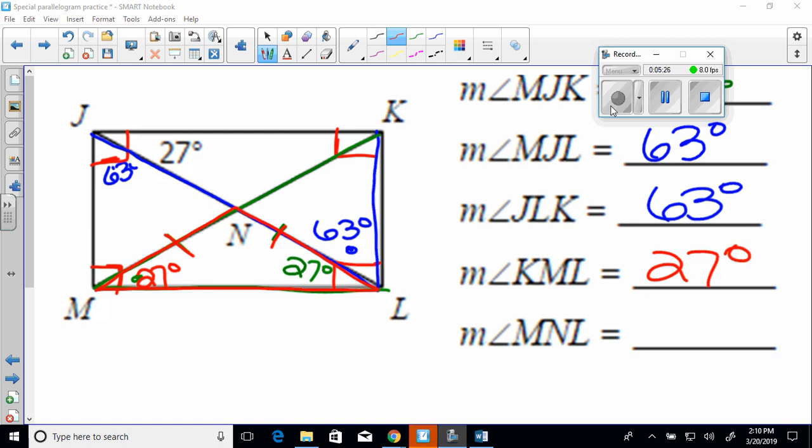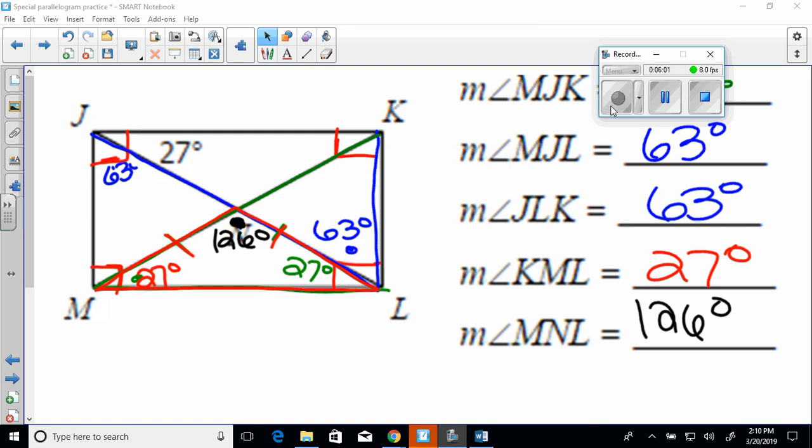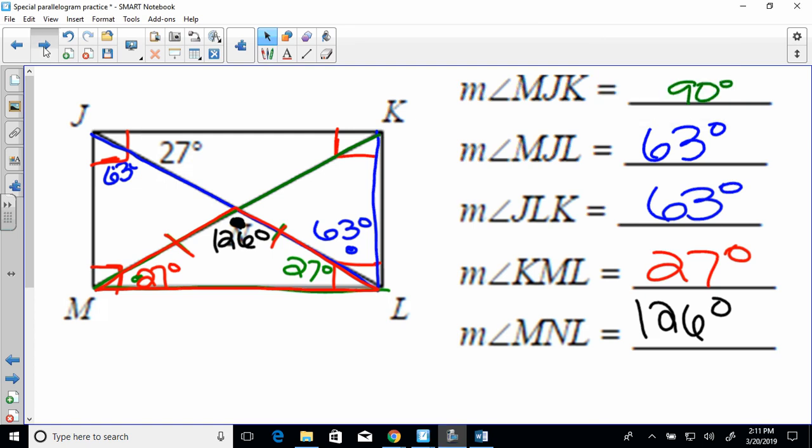And then we need angle MNL, which is this angle right here. And so we have a triangle. We know two of the angles are 27. So we can find that angle, which would be 126 degrees, because all triangles add up to 180 degrees. Okay? So the important part here is to make sure you understand that the halves of the diagonals form isosceles triangles.